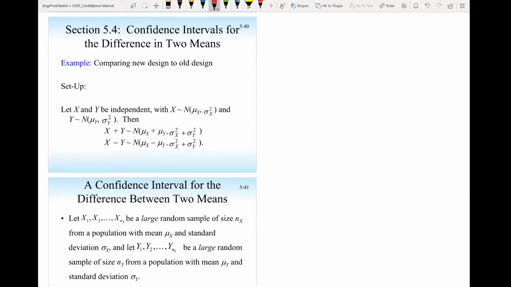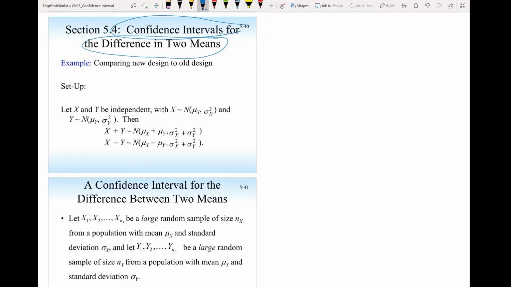Hello everyone. In this section, we will talk about confidence intervals for the difference of two means. There are many applications for finding the confidence interval of two different means. Comparing new design to old design, I'm finding the mean amplification of design number 1 and I want to compare it to the mean amplification of design number 2 and finding the difference to see if there is big difference between them.